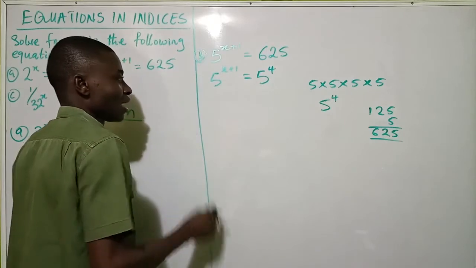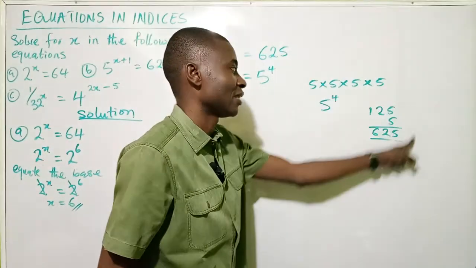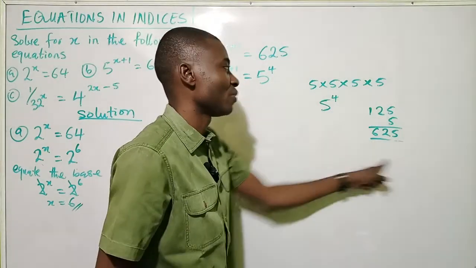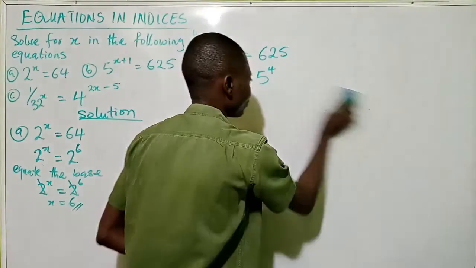That is it. So what do we do now? We equate. Please, these things I'm doing here are very important. Please don't be in a hurry and jump this. Cross-check so that you don't make any mistake.